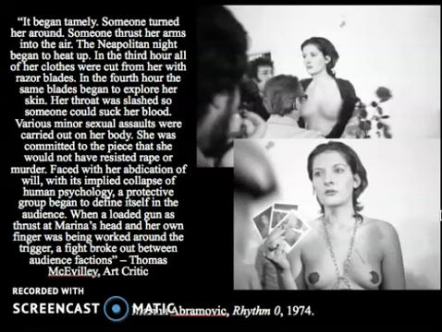Faced with her abdication of will, with its implied collapse of human psychology, a protective group began to define itself in the audience. When a loaded gun was thrust at Marina's head and her own finger was being worked around the trigger, a fight broke out between audience factions. This is Thomas McEvilley, an art critic.